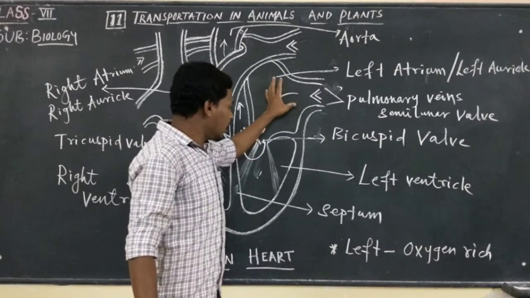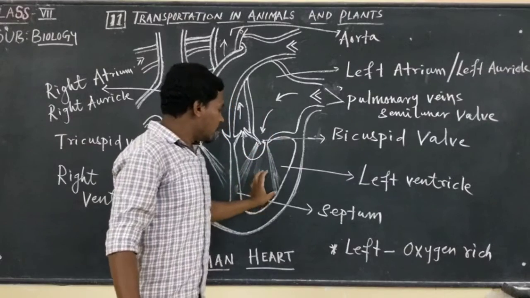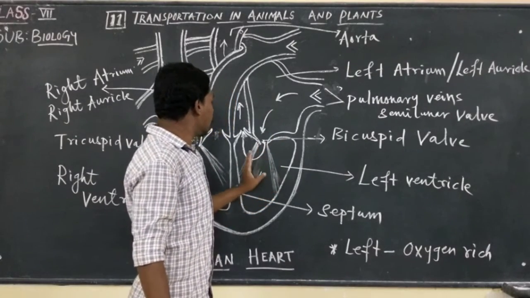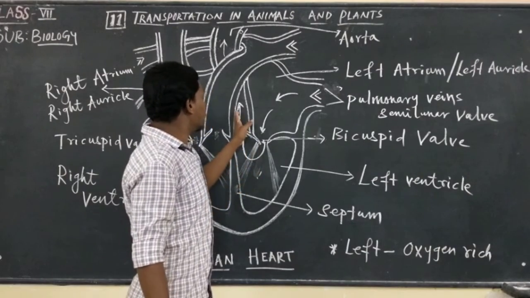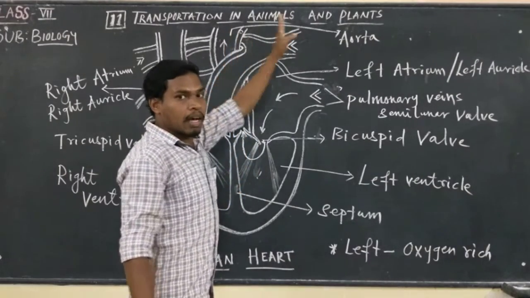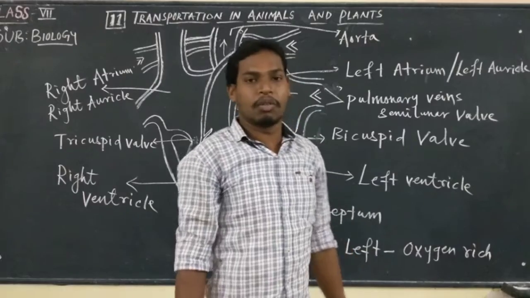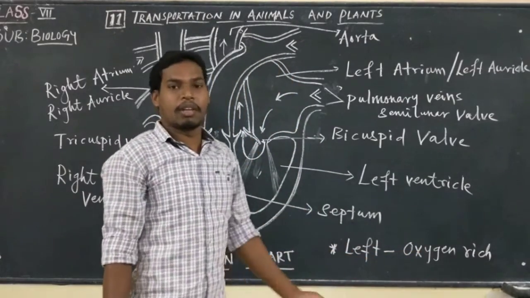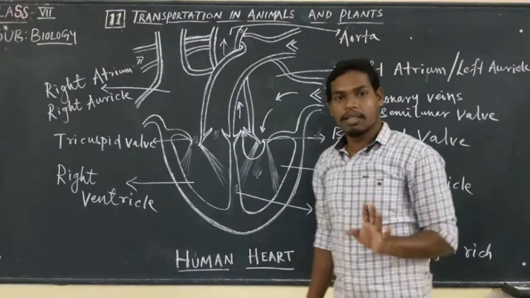From the left auricle the blood is taken into the left ventricle. From the left ventricle the blood is transferred into the aorta. From the aorta it is supplied to all the body cells. Now the body cells, they utilize what? Oxygen present in the blood.